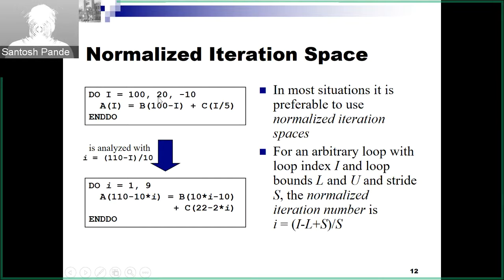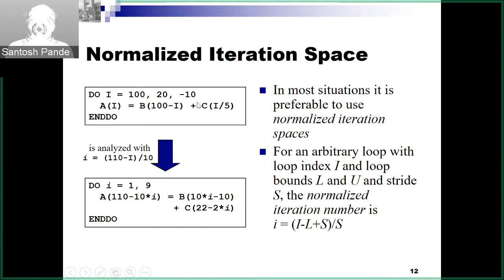But if you ask, hey, is iteration 92 a part of this space? It is not easy to answer, because this loop only goes on from 100 to 90 to 80. So 92 is not in the space.